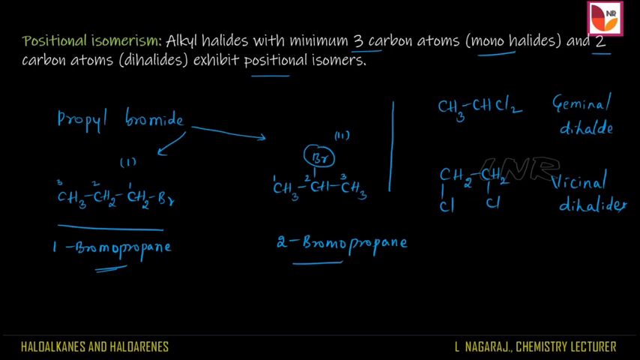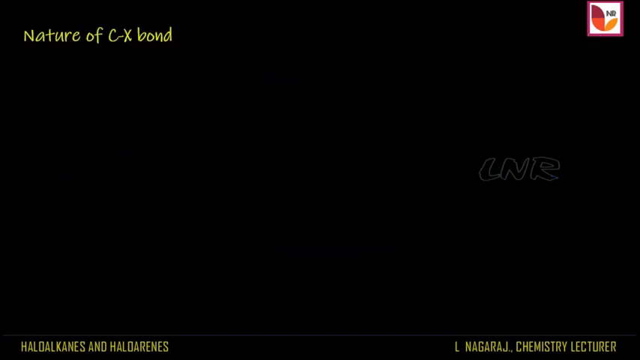So the first molecule according to the IUPAC system is written as 1,1-dichloroethane, and the second molecule according to the IUPAC system is represented as 1,2-dichloroethane. That is, the monohaloalkanes with a minimum of 3 carbon atoms and the dihaloalkanes with a minimum of 2 carbon atoms exhibit positional isomers. Next we will go for the nature of the C-X bond in the alkyl halides.